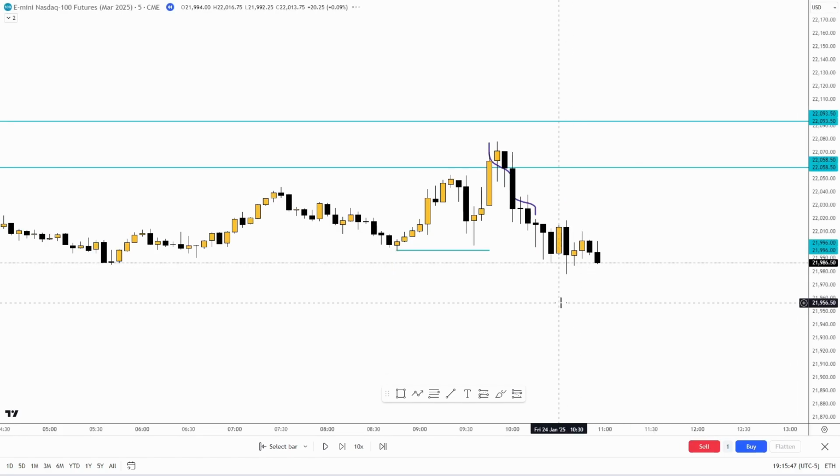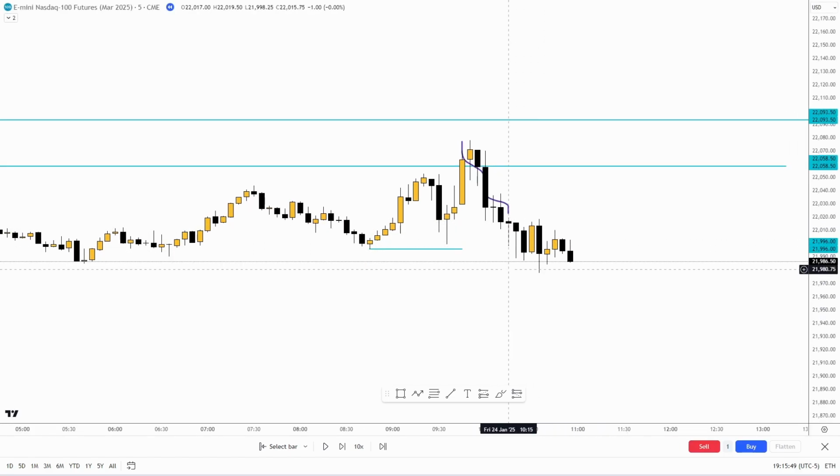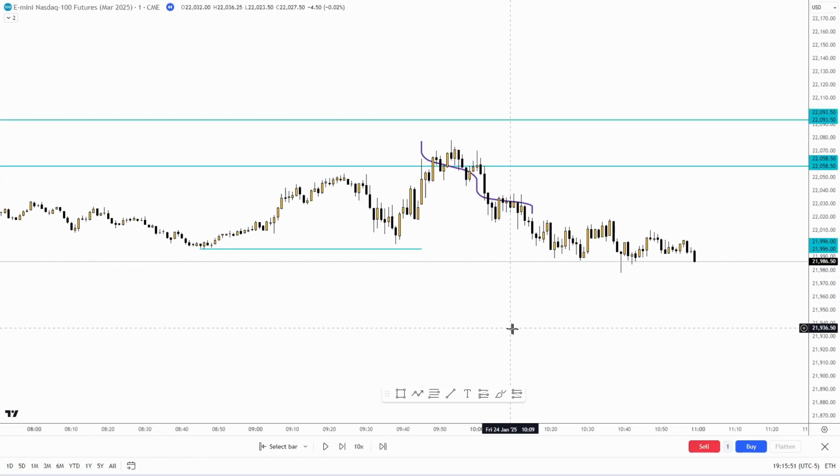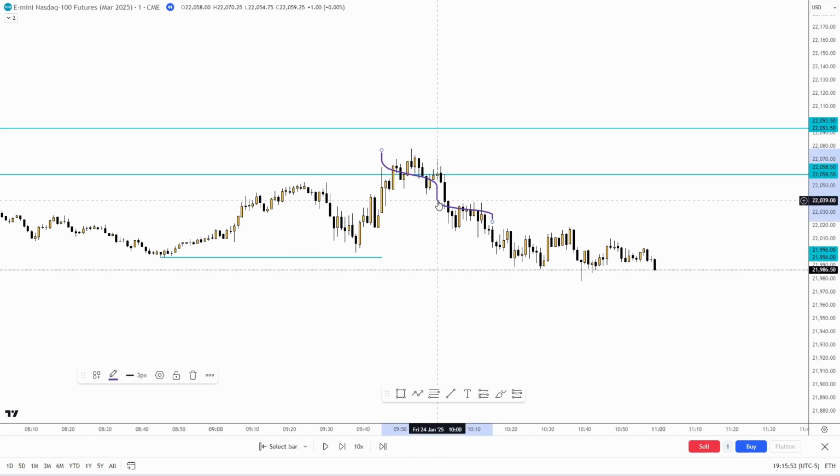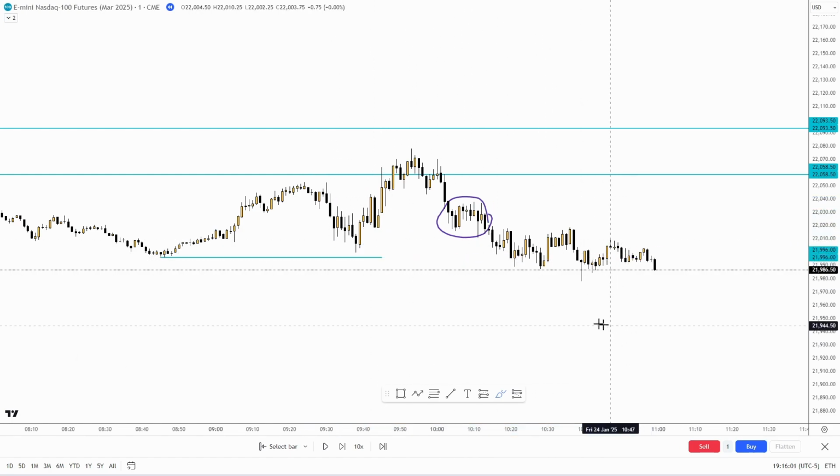If we zoom in on our 5, you see a period of consolidation. But if we zoom in even further on our 1-minute time frame, now we actually have this key area of interest, okay? This key intermediate time frame area of interest was responsible for breaking 15-minute structure.